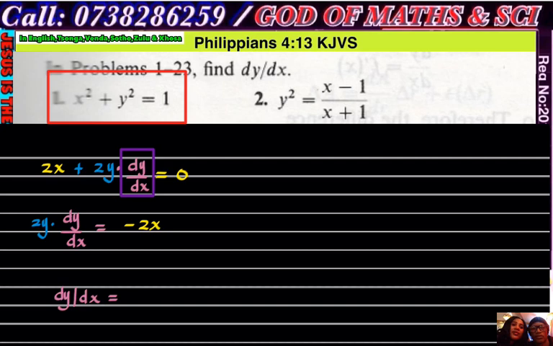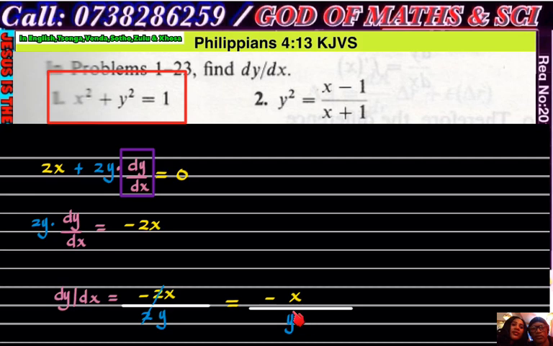Alright, then you have minus 2x all over 2y. Alright, you can see, you can simplify that. You now have minus x all over the y. Now, you're not done.